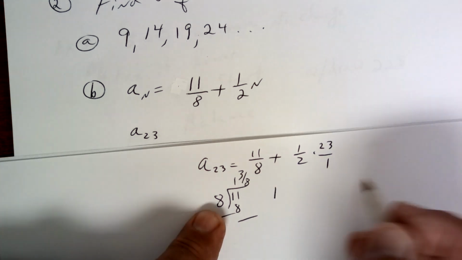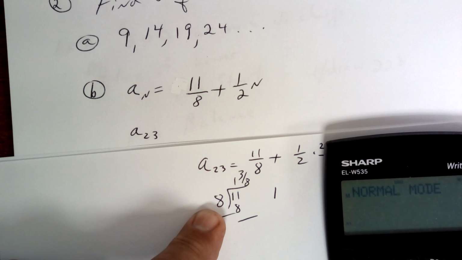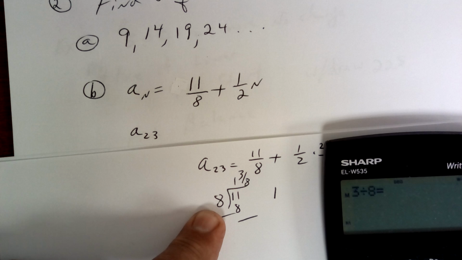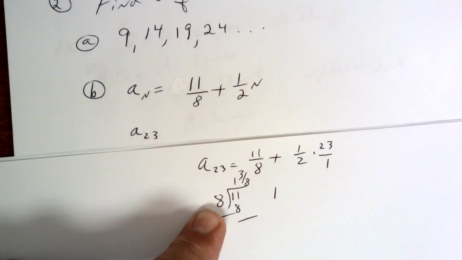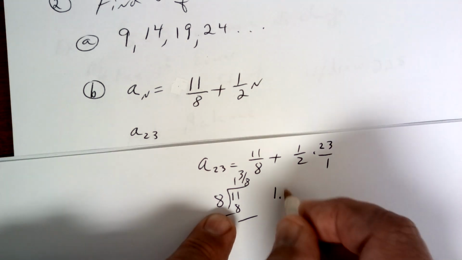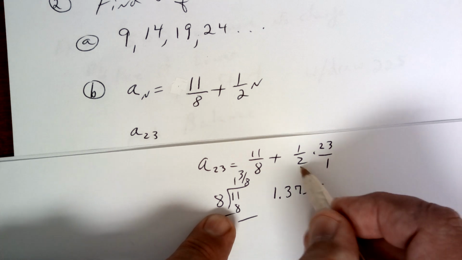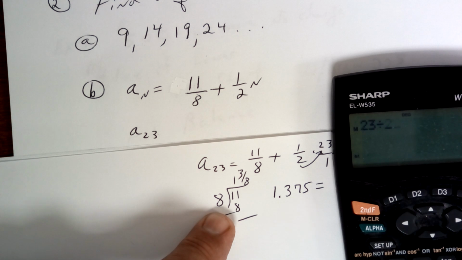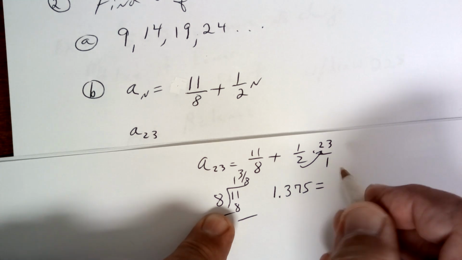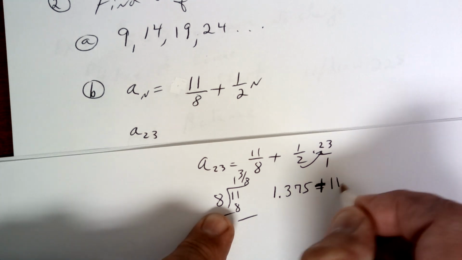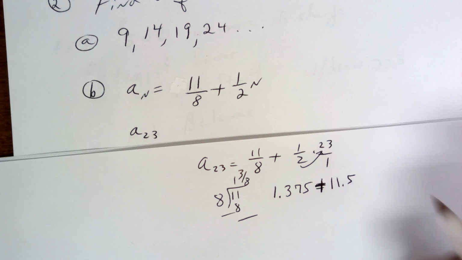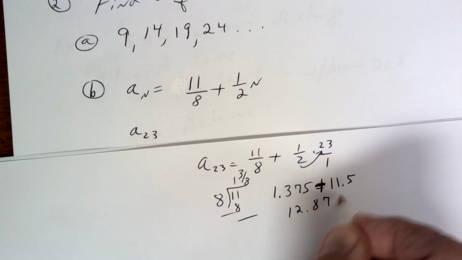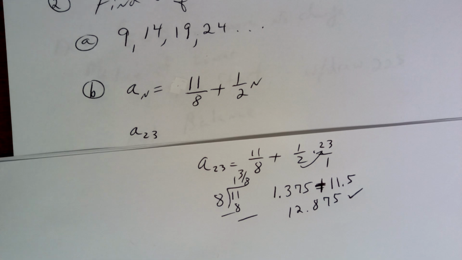Now 3 over 8 is a decimal. Let's see if it is a decimal that doesn't repeat. So 3 divided by 8 is going to give me 0.375. So I'm going to get 1.375 plus 2 goes into 23. So 23 divided by 2 is going to give me 11.5. So plus 11.5. And it looks like it's going to be 12.875. And that's the 23rd term.